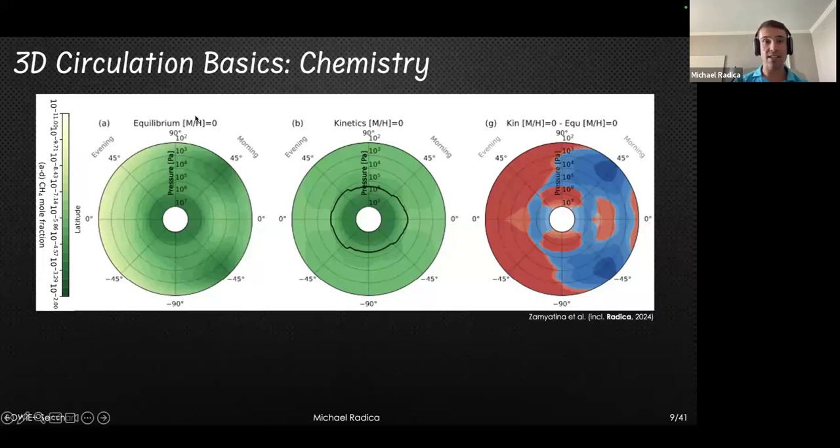And what we saw is that in the plot on the left-hand side, where we have just a solar metallicity chemical equilibrium atmosphere, on the hotter evening, we see much less methane, that's these brighter colors, than we do in the colder morning. That makes sense. Methane is going to be more dominant over things like CO when the atmosphere is colder.